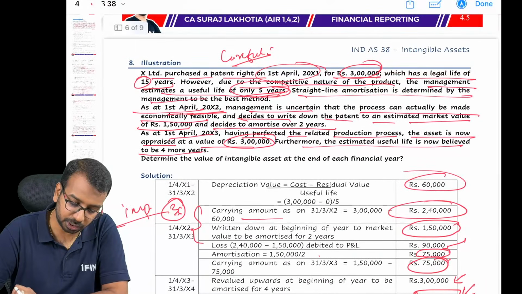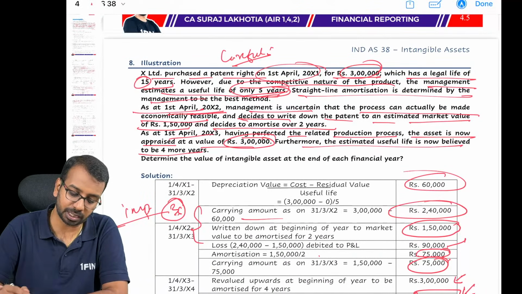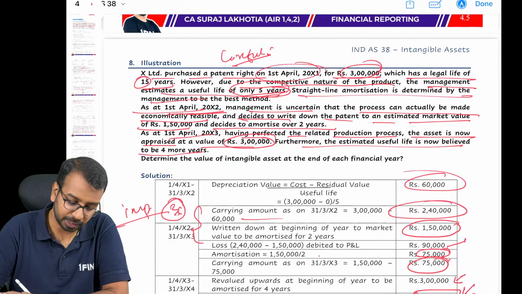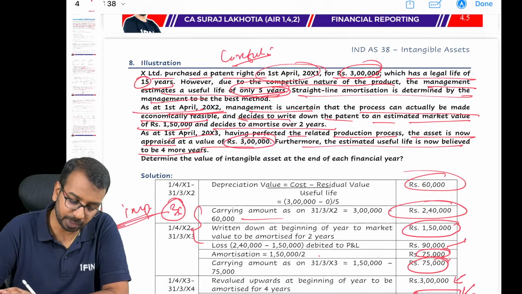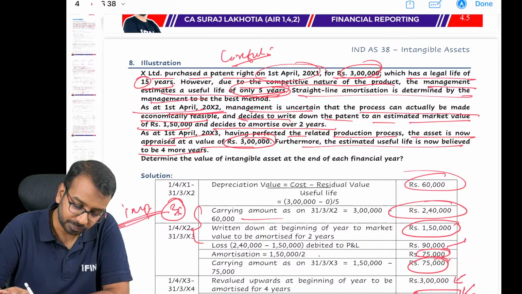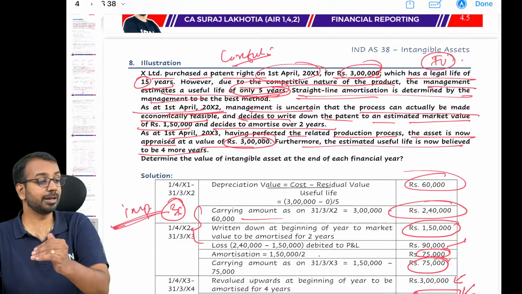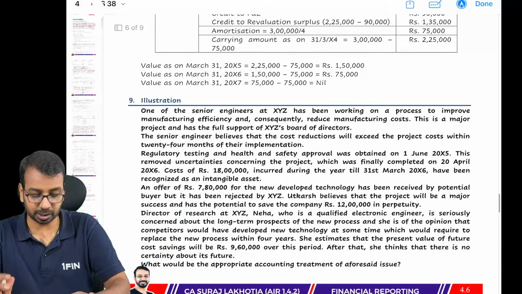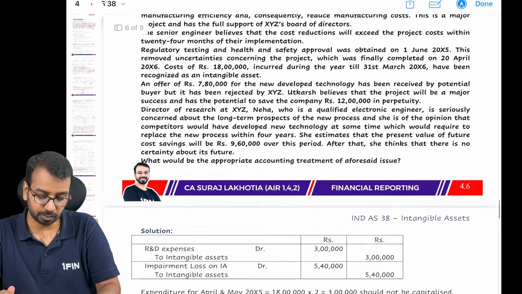Here in this question, what they have done and what the study material has done is, instead of calling this an impairment loss, they are assuming it is a fair value model being followed or the revaluation model being followed. So that is one thing you have to keep in mind.